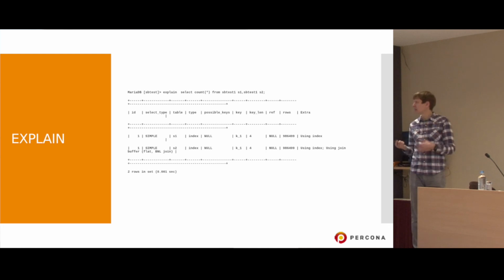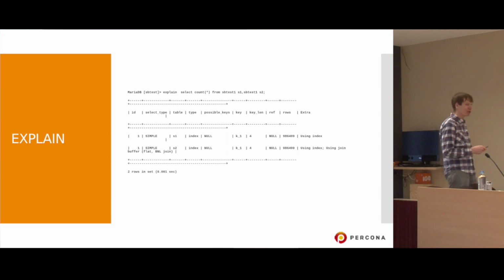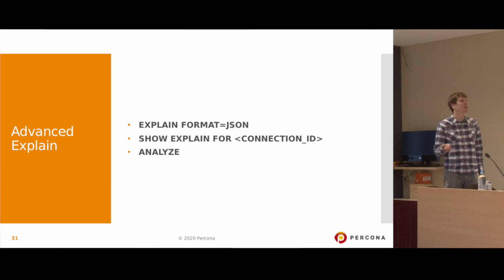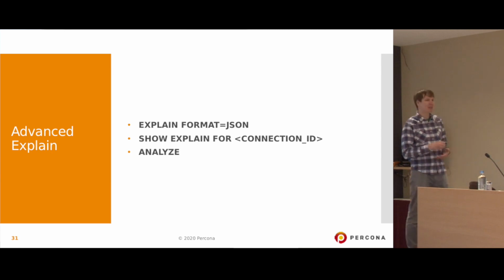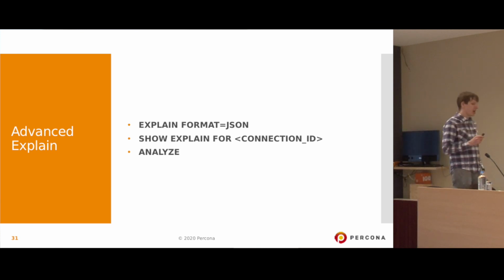Here is a simple explain example for MariaDB, and there are some advanced cool features MariaDB has. You can use explain with format equals JSON, which gives you information in JSON format with more data, and I think it's more machine parsable, right? So if you want to write a script to parse explain for your queries and flag things you don't like, then explain format equals JSON is absolutely fantastic.